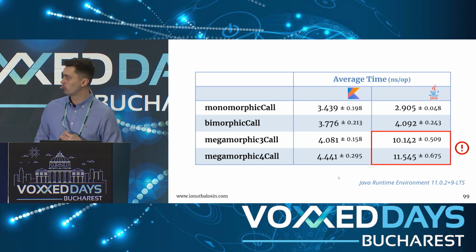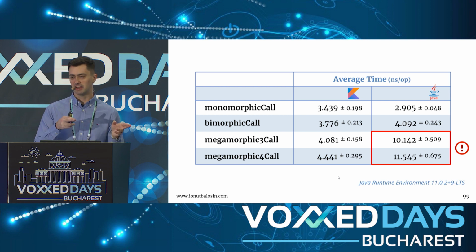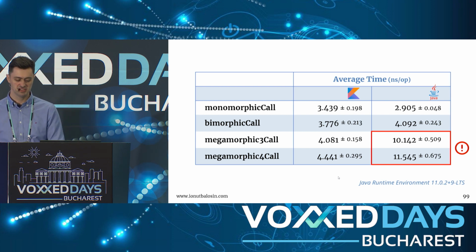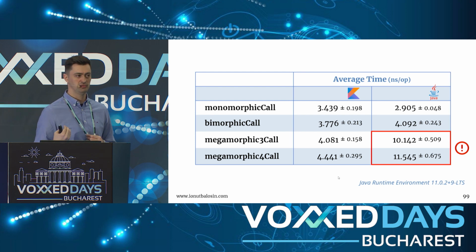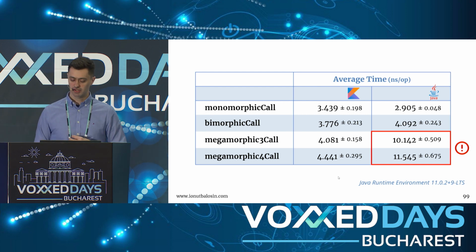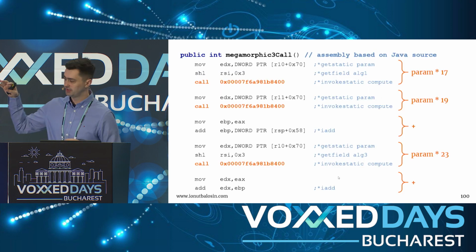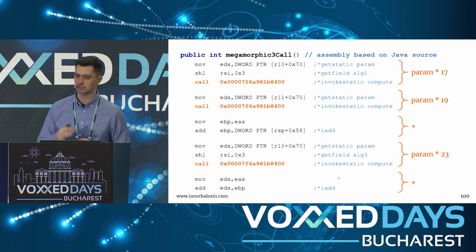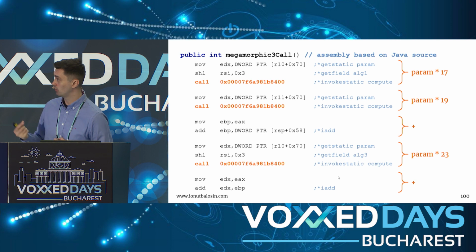In case of megamorphic 3 and 4, for Java, it's not so good as in Kotlin. In Kotlin, I was using the inlining; in Java, we don't have such explicit inlining. Nevertheless, it turned out that at the end, Java was a bit slower. And it was slower because this is a bit tricky thing. This is the optimization happening in Java. I took here the megamorphic 3 call example.